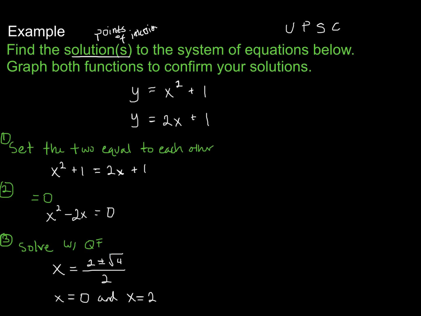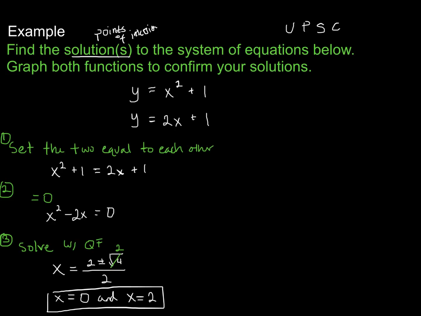I can go ahead and make that addition here. So I have 2 plus 2, which is 4, divided by 2, and that gives me 2. So one of my solutions is x equals 2. 2 minus 2 is 0, and 0 divided by 2 is 0. So my two solutions are x equals 0 and x equals 2. Okay? So those are the x values for which my two functions will intersect, where my quadratic and my linear function, my straight line, will intersect.